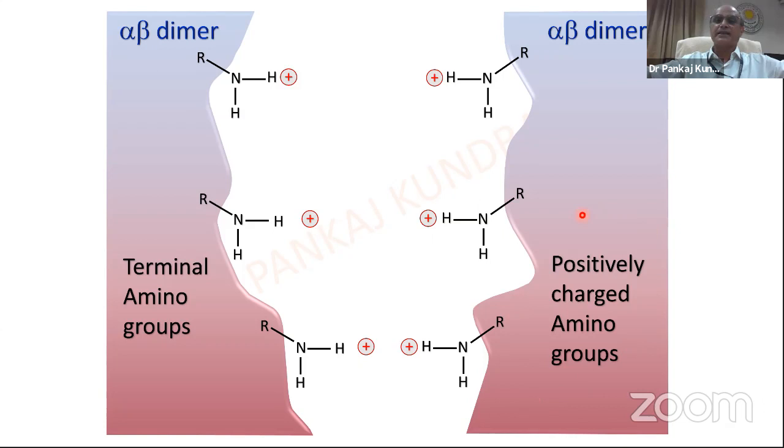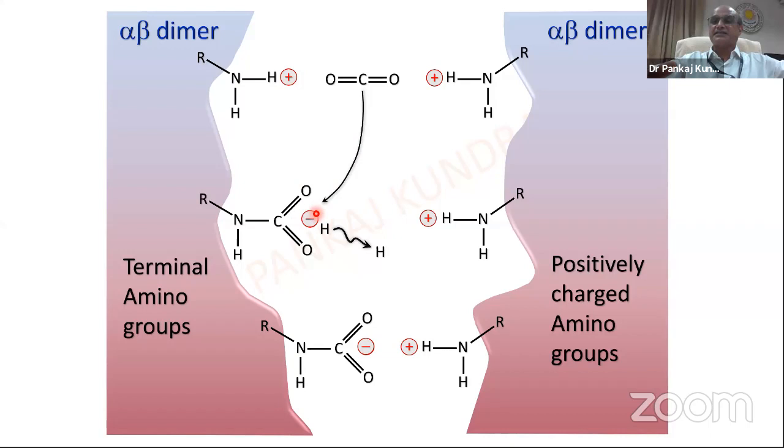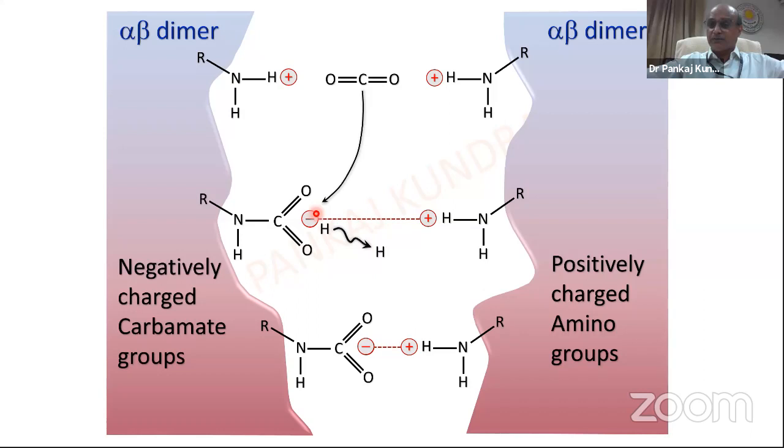Now, as soon as the CO2 comes, here it is C plus 2O2, it displaces the hydrogen and combines with these terminal amino acids. So this becomes negatively charged. The same thing happens here. So it becomes negatively charged. So these negatively charged terminal amino groups, which are called carbamate groups, form salt bridges with the opposite dimer, which has positively charged amino groups. And these bridges then stabilize the T state or the tense state of the hemoglobin.